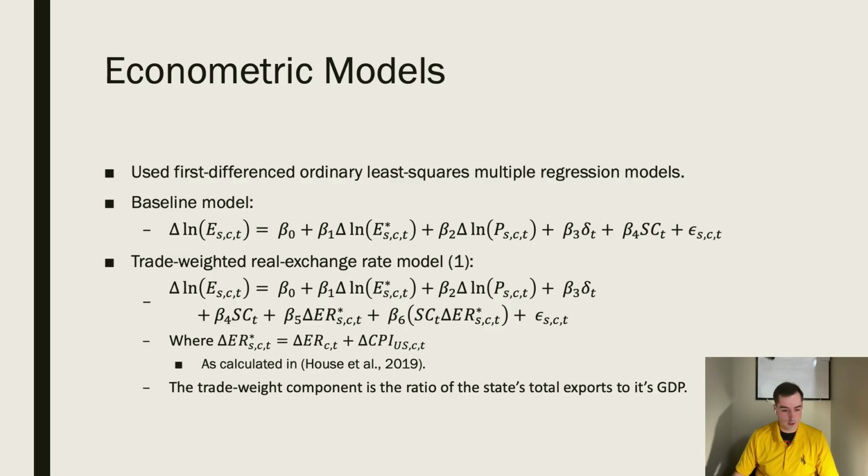So the purpose of using this measure is it allows for each state to have their own specific real exchange rate between that state and the export destination country. So that is the first model. And I also included this interaction term. This is what really gives us the state and country specific effects. So this will give me a coefficient estimate for each state and country combination.